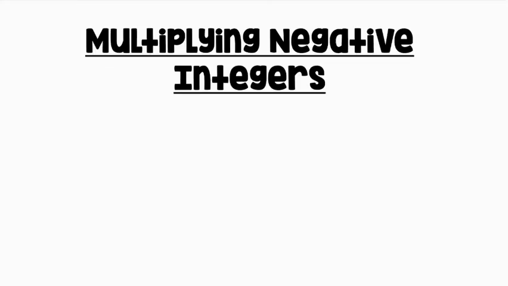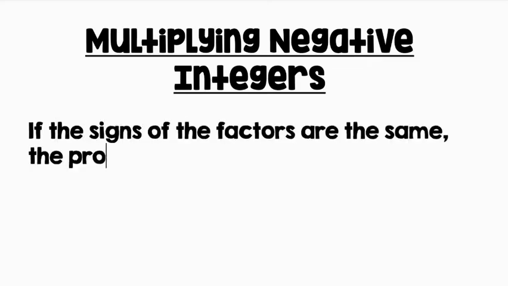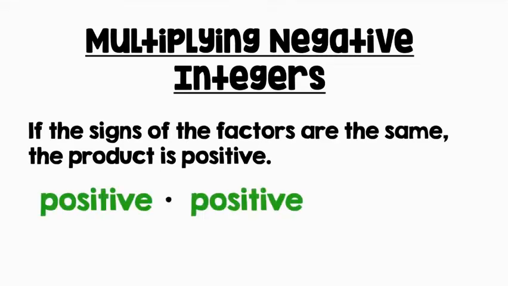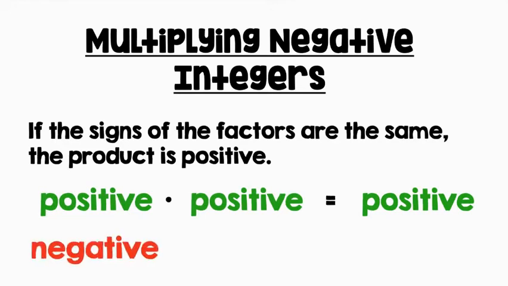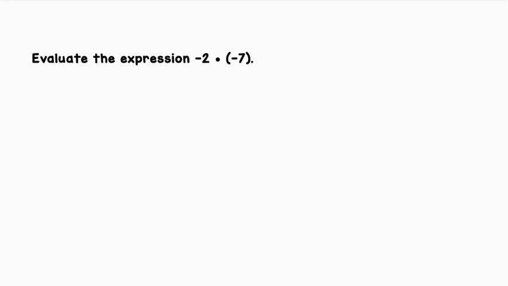Let's review our rule for multiplying negative integers. If the signs of the factors are the same, the product is positive. You already know that a positive times a positive equals a positive. Our new rule is that a negative times a negative also equals a positive.